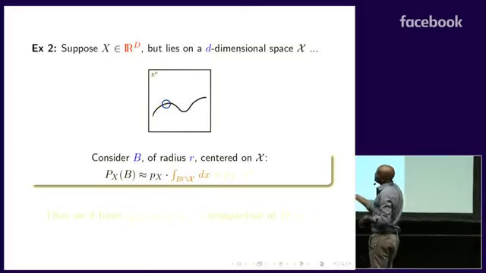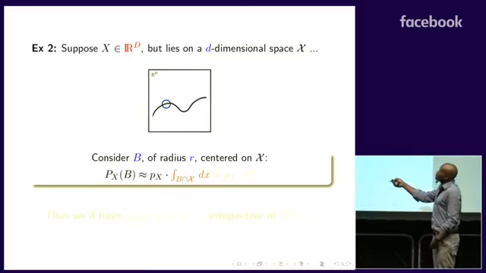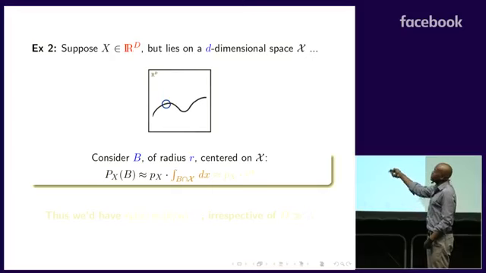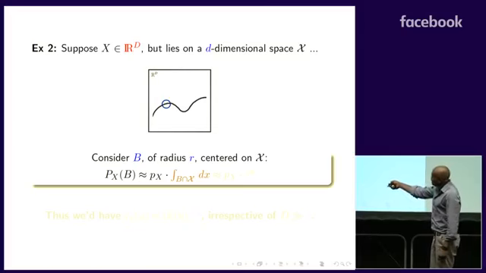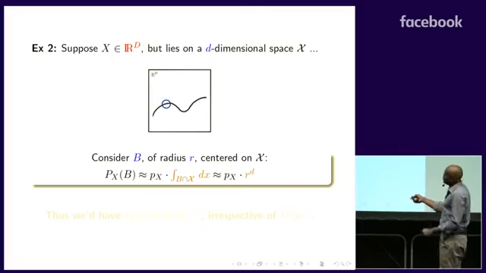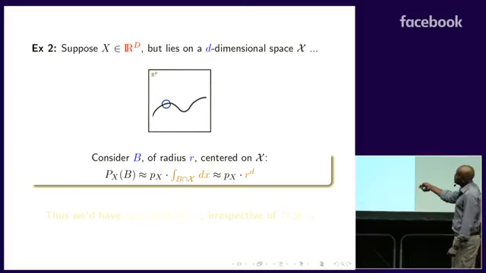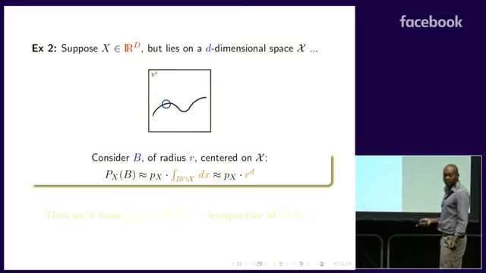Now, what is the mass of such a ball? The mass of such a ball will be an integral over the manifold, not an integral over the whole space. If the manifold is of dimension d, the integral is over the intersection of this ball and the manifold, so it's a little d-dimensional integral. And so what you'll get in the end is that p_x(B) is of the order r^d, not r^D. And again, the effective dimension is just little d.